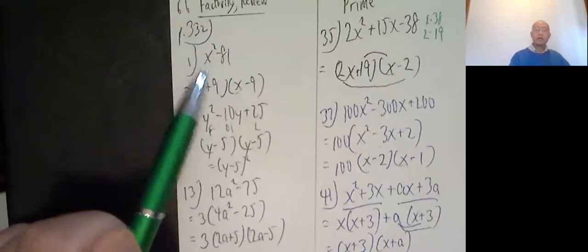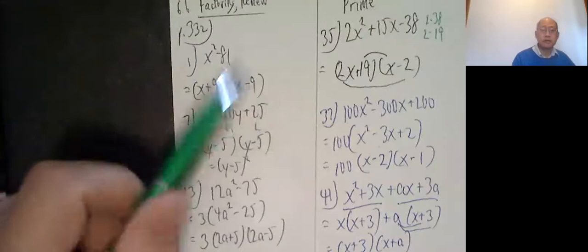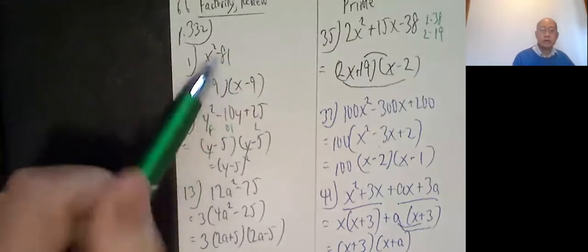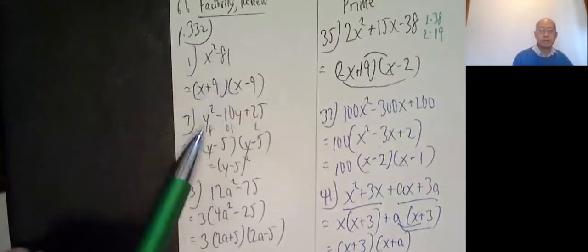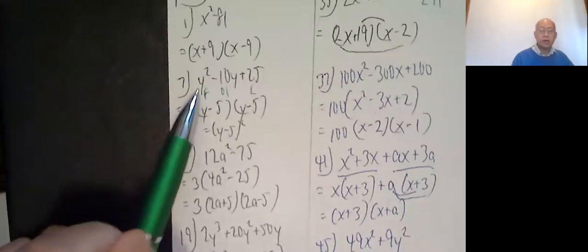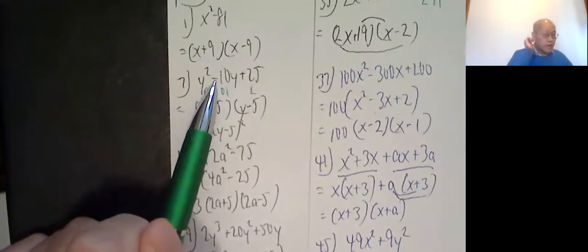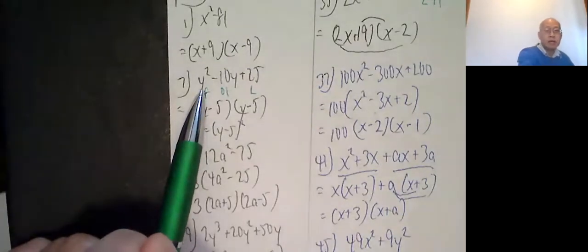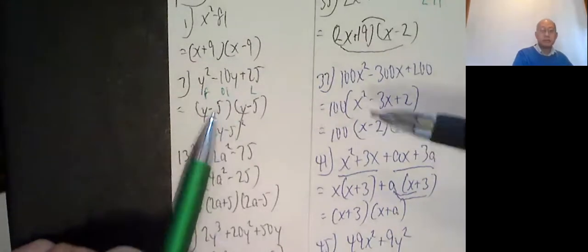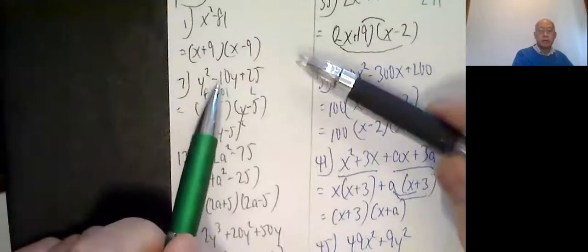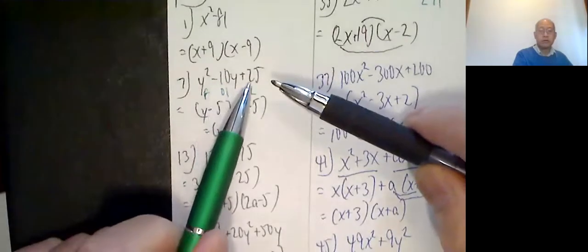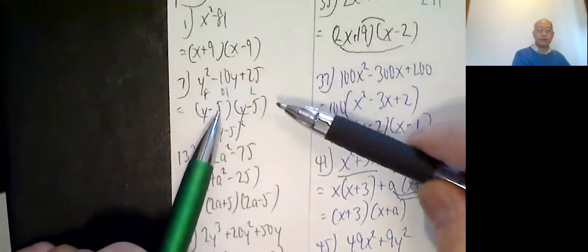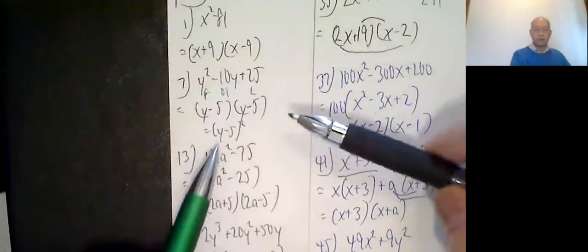Number 1, x squared minus 81, that's a difference of two squares. 81 is 9 squared, so x plus 9, x minus 9. 7, y squared minus 10y plus 25. Do your parentheses. Y squared is y times y. Minus and a plus means you're both minuses. And then I have to think of two numbers whose product is 25 and the sum is 10. That's 5 and 5. Y minus 5 squared.